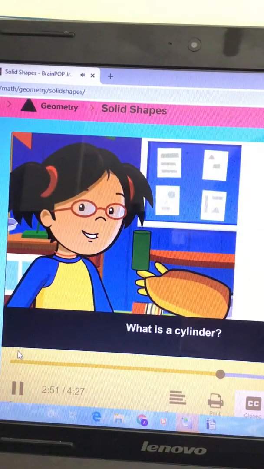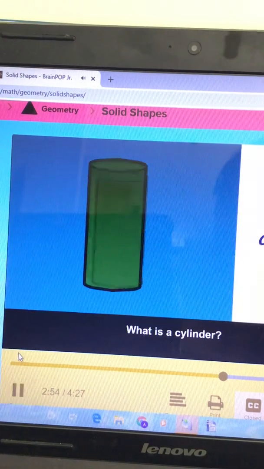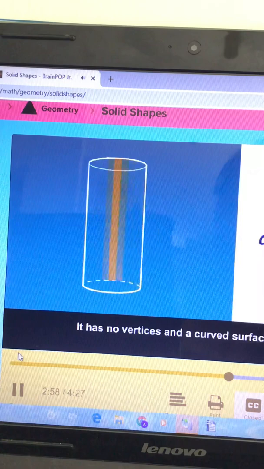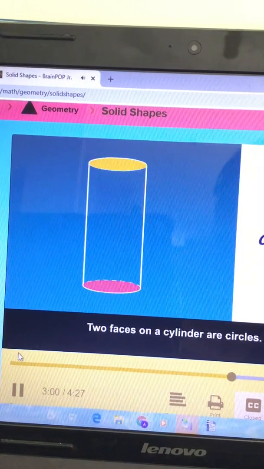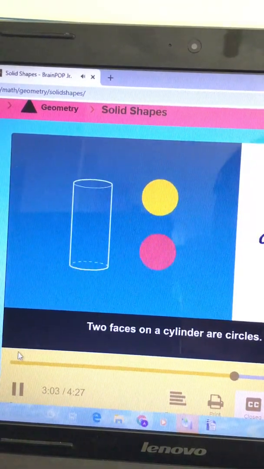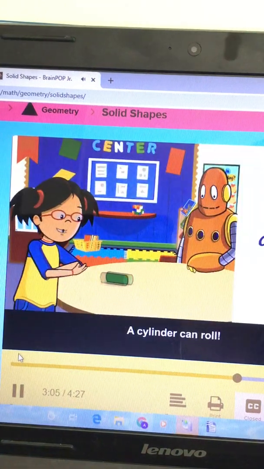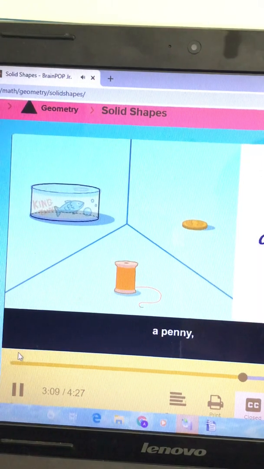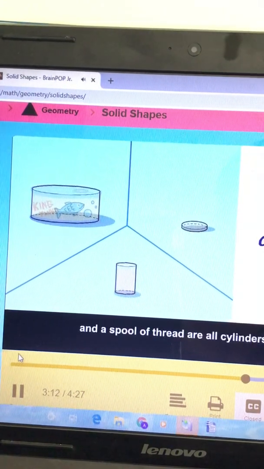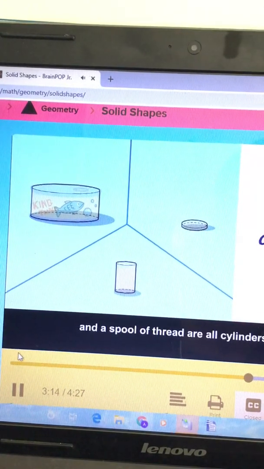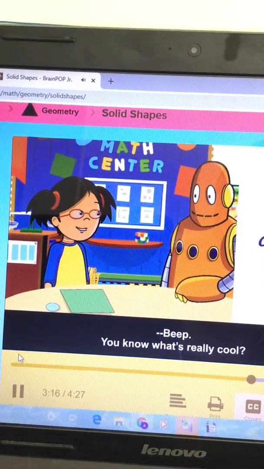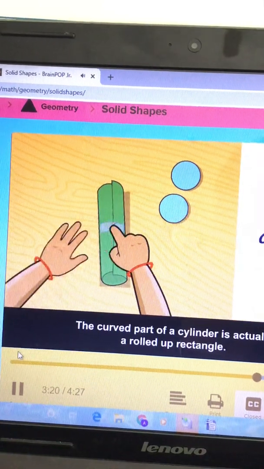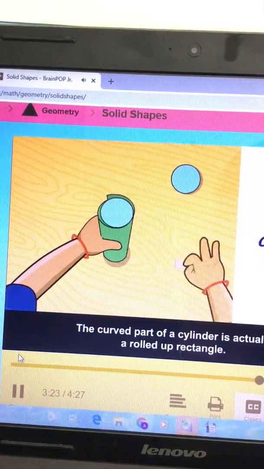What is a cylinder? It has no vertices and a curved surface. Two faces on a cylinder are circles. A cylinder can roll. A can of tuna, a penny, and a spool of thread are all cylinders. You know what's really cool? The curved part of a cylinder is actually a rolled up rectangle.